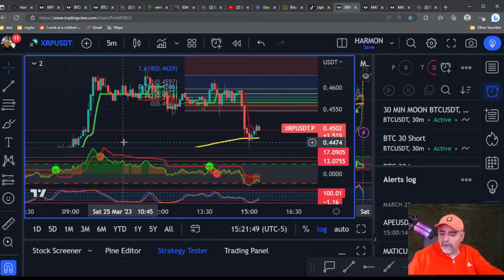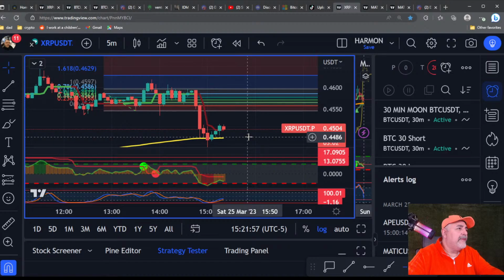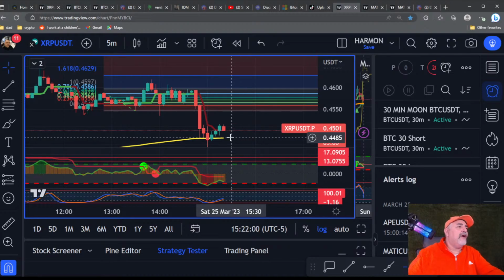We're looking for XRP here. If you're going to be entering an XRP long, you want to play it off the 200. So an XRP long entry is like 44.85, right? 44.85 is an XRP long entry. That's where you want to set up.